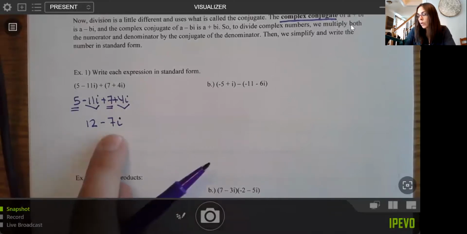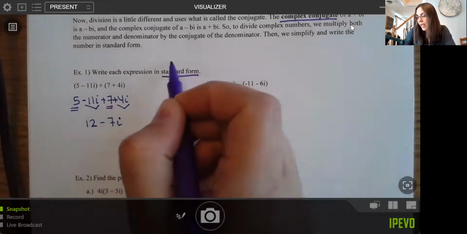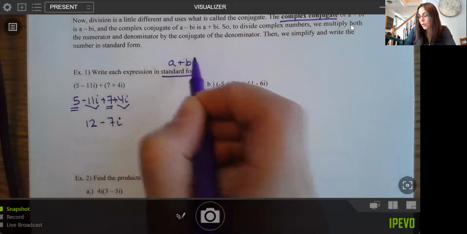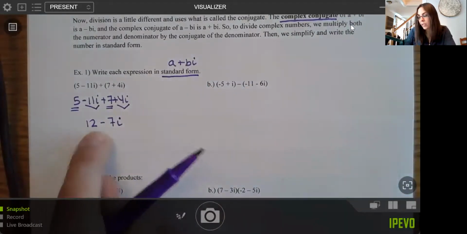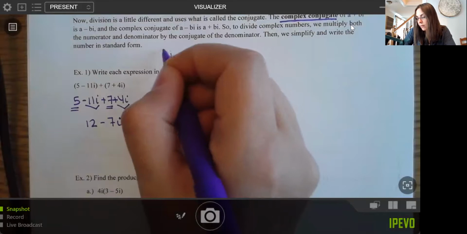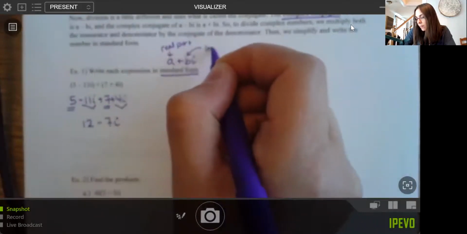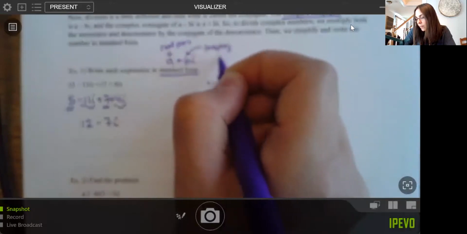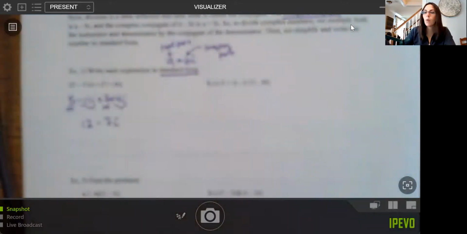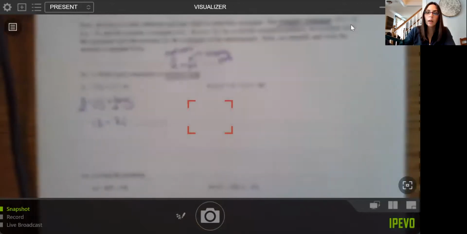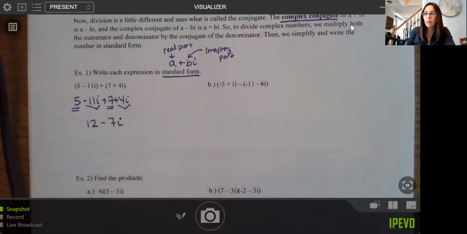Now, when you write it, you do want to write it in standard form. Standard form is a plus bi. So the real part goes first and the imaginary part goes second. If you write it in the opposite order, although it's not wrong, it's not in the correct form, so it will likely get marked wrong on my math lab. So you want to make sure you read your directions carefully and put it in standard form.